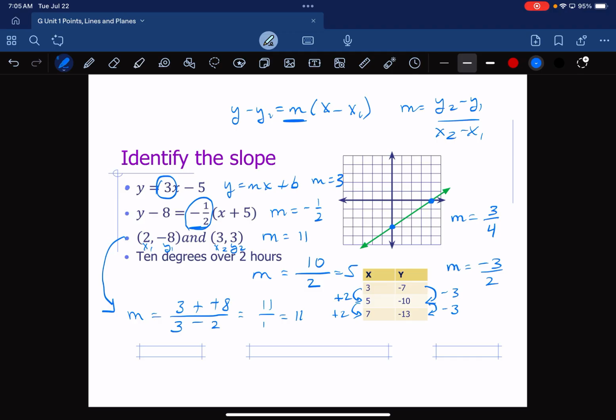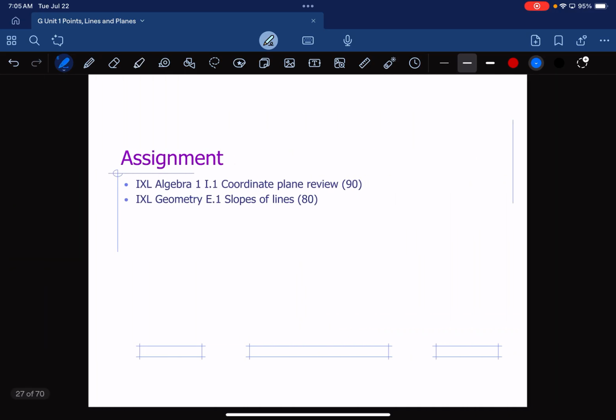So there are lots of ways that we should understand how to find the slope of something, or the rate of change. It's an important concept. So you're going to find in IXL, and I've starred these for you as well, go to the Algebra 1 tab on IXL, go to I1, and there's a coordinate plane review there. And then back on the Geometry tab, E1, slope of lines, and try and score a 90 and an 80 on those SMART scores.